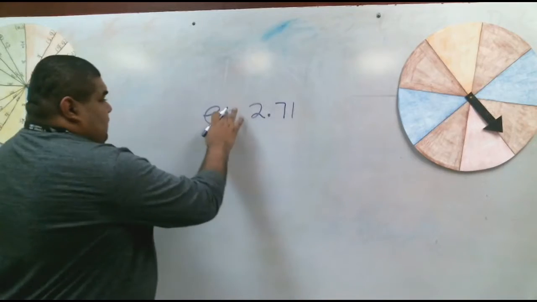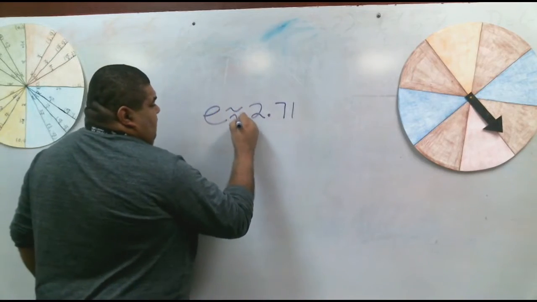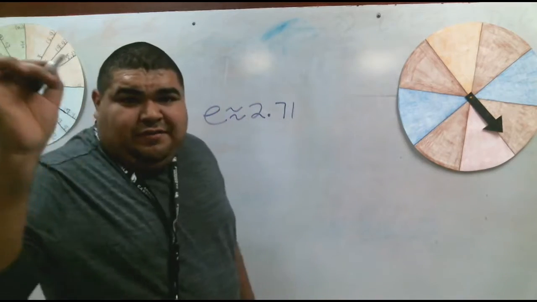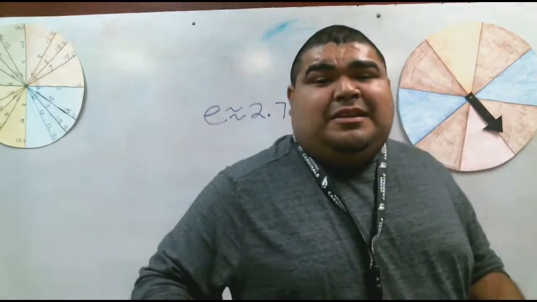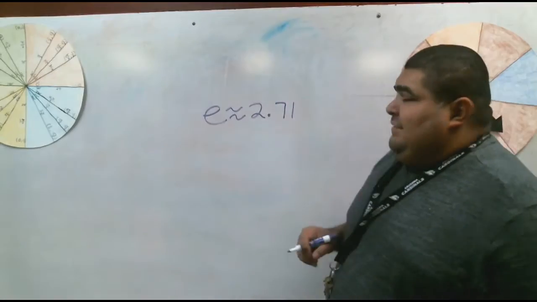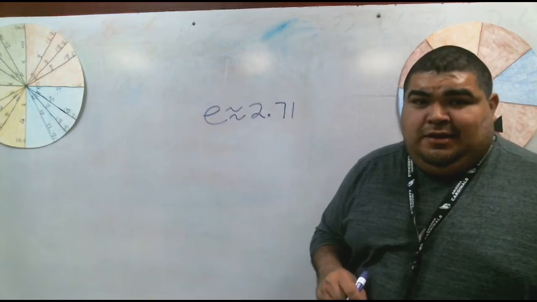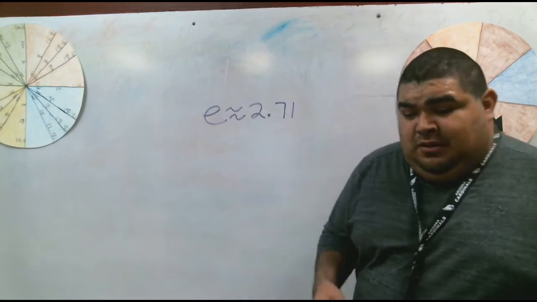So it's approximately, use a little wavy sign for equal, so it's approximately 2.71. Get familiar with it.